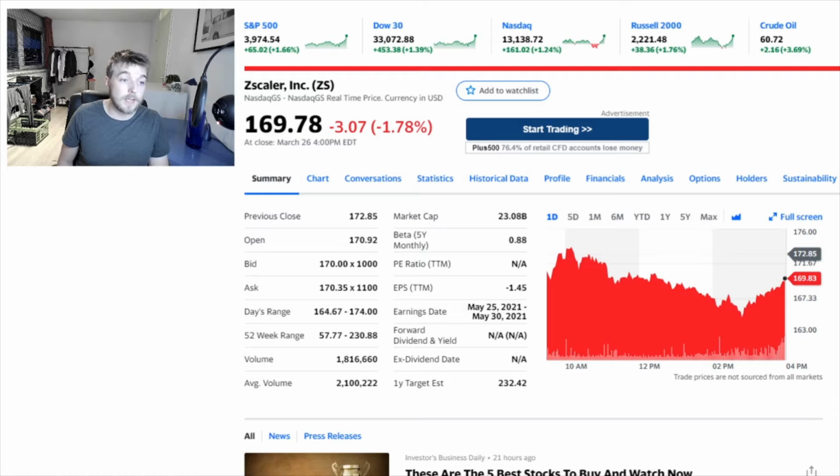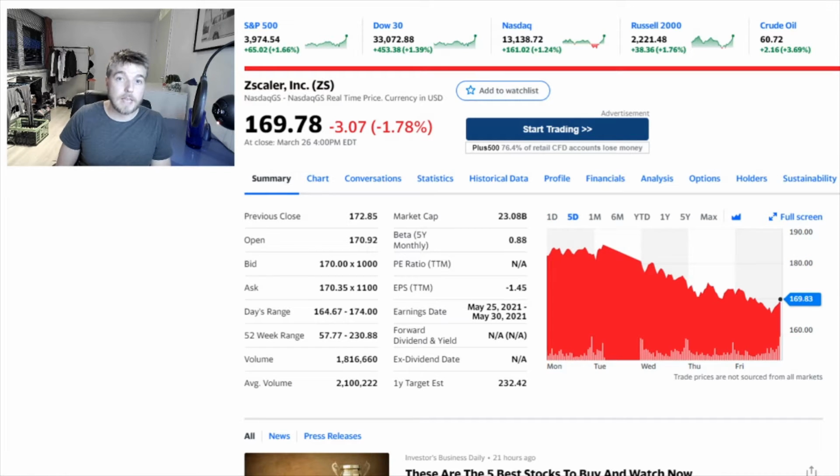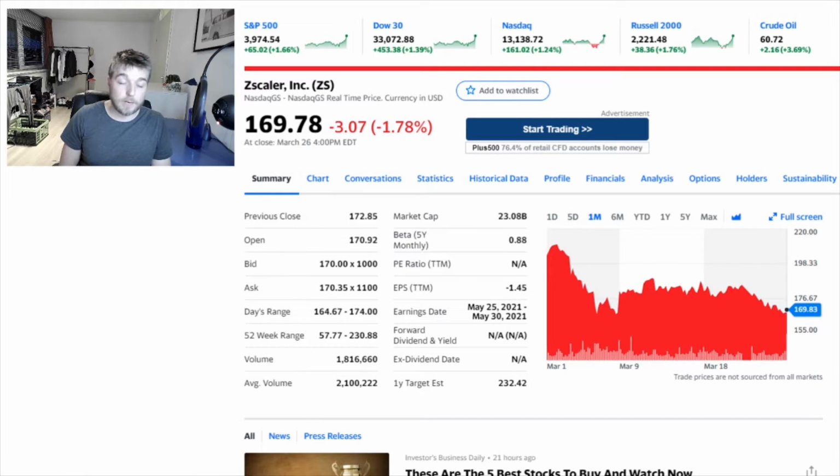Now I'm going to go and have a look at its revenue. So we're going to start with the stock price. Currently trading around $169 per share. It has a 52-week range of $57.7 to $230.8. Its market cap's around $23 billion, and it has an earnings per share of negative $1.45 per share. Now, over the past 5 days, it's had quite a steep decline in value. Same again over the past month.